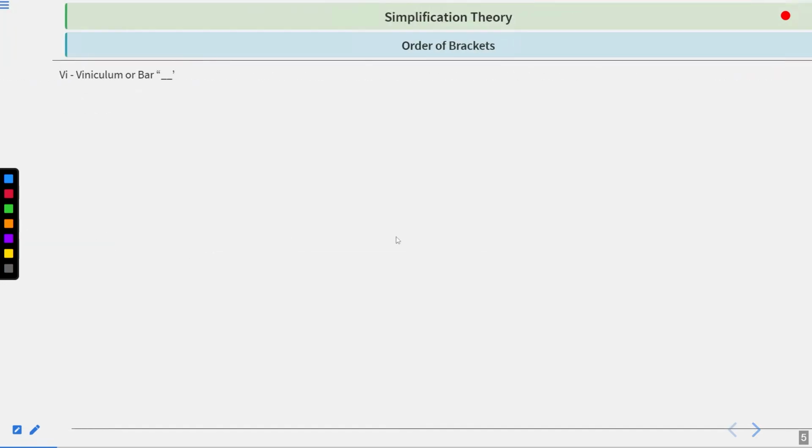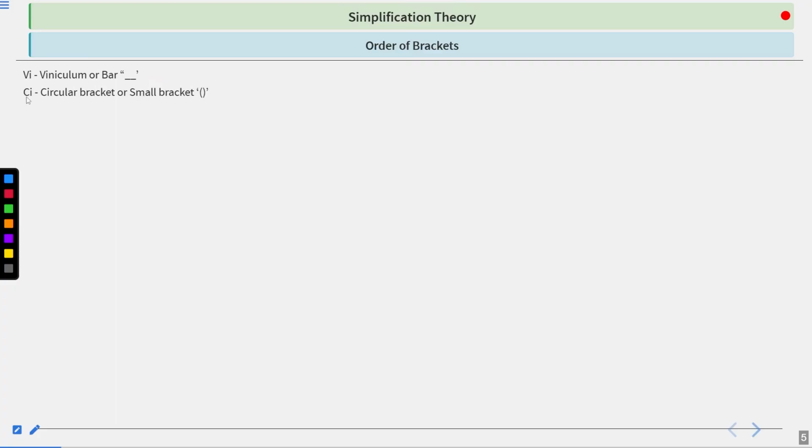Next, the vinculum bar, or we can say the bar bracket. Next one is the circular bracket, or small bracket. Its representation is this. Next one, the curly bracket, or middle bracket, which is represented in this manner. Next one, the square bracket, or big bracket, represented in this manner.